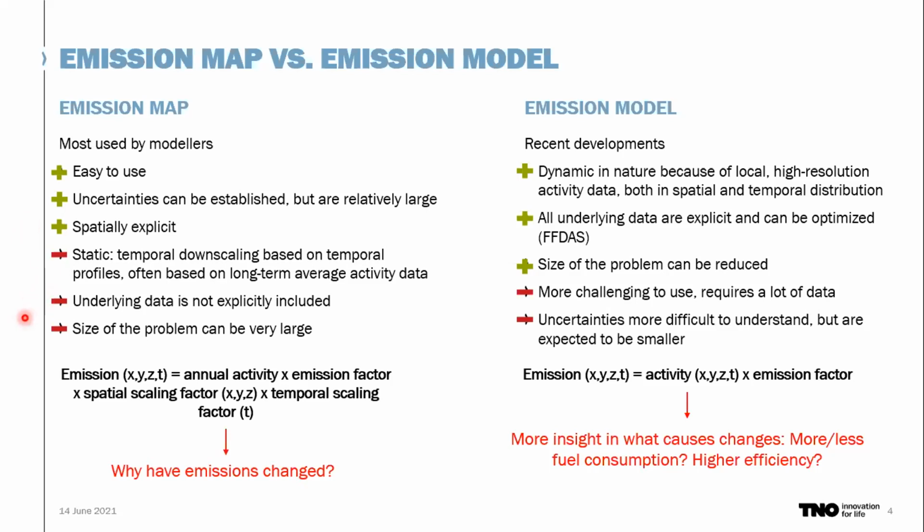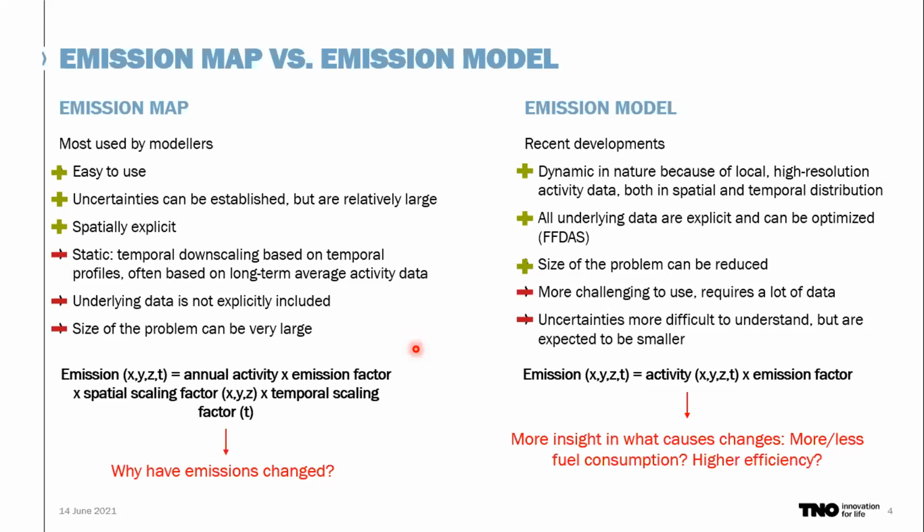And what is also a downside of an emission map is that you basically only have the emissions and not the underlying data that are used to calculate these emissions. So actually what we do is we gather all this data, activity data, emission factors, and spatial and temporal scaling factors. But what we deliver is just the emissions. So if you optimize emissions and you find that the emissions should be larger than the prior, you do not know exactly where this change is coming from.